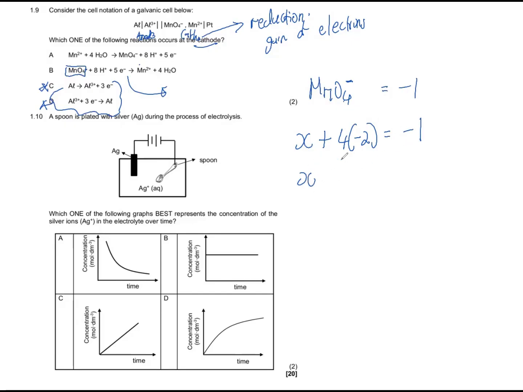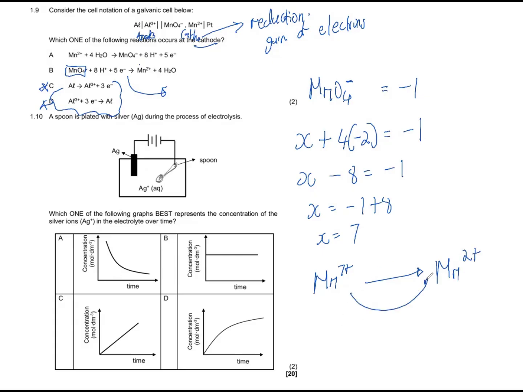So now we're going to have X minus 8 is equal to -1. And then we can simply take the -8 over to that side. It becomes -1 plus 8. And then X is equal to 7, meaning that the oxidation number of manganese in that permanganate ion is actually 7. So we have Mn7 plus, in other words here. Now this actually reduces, gains electrons, and then now goes to Mn2 plus.